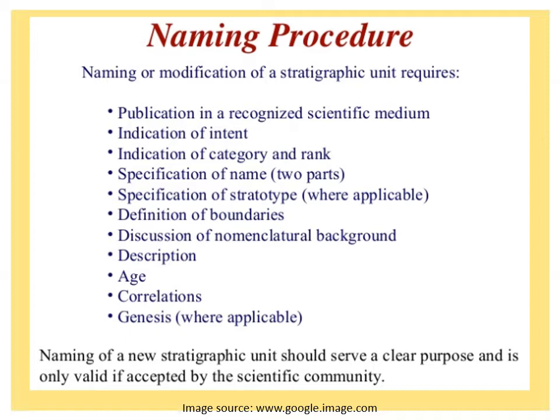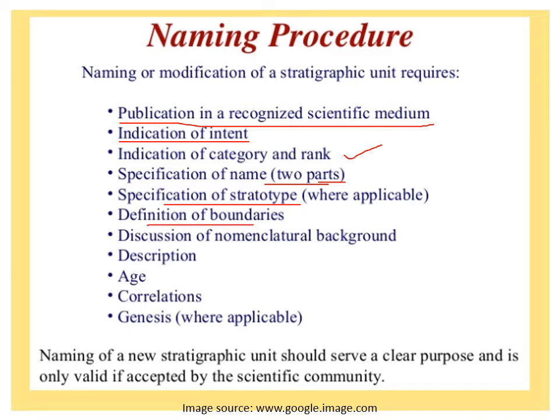All the procedures have to be followed, and then they should be published in a recognized journal so that the scientific community can know and recognize it. The intent must be indicated or described in your description. The rank and category of the litho unit should be shared. Specification of name, that means two parts, the binomial name which I previously told you. Specification of stratotype, that means the graphical log.